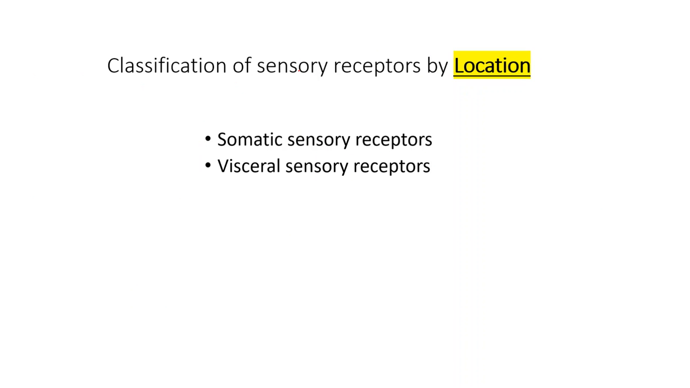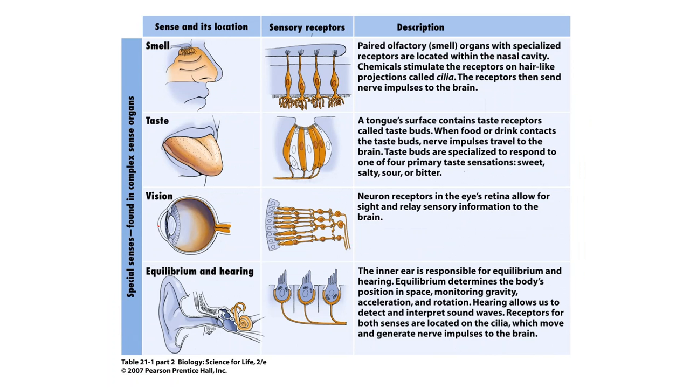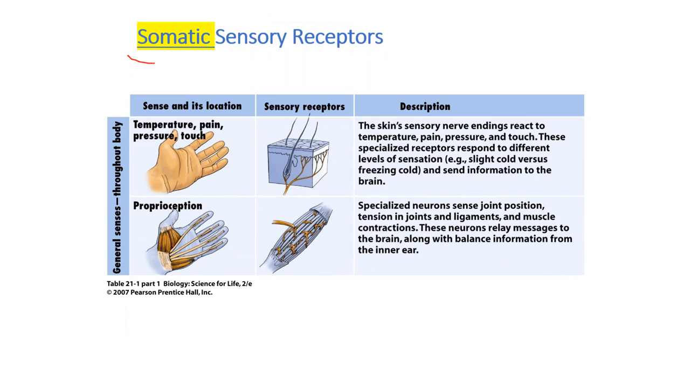The third type of classification of sensory receptors we can do is by location. By location in sense of somatic or visceral, okay? And so we can define somatic sensory receptors and visceral sensory receptors. Here is a list of somatic sensory receptors in the next two slides, 1 and 2, okay? What are the somatic sensory receptors which are already introduced? Temperature, pain, pressure, touch, these are all somatic.